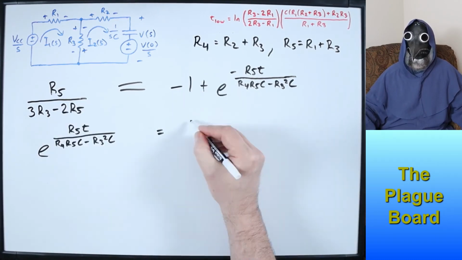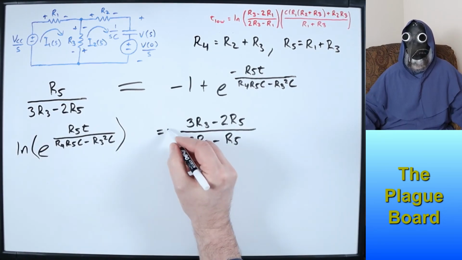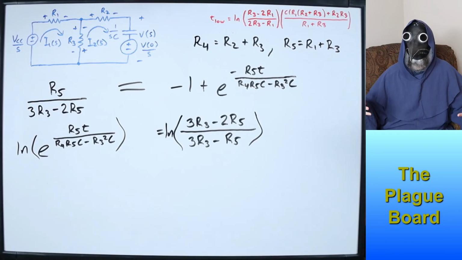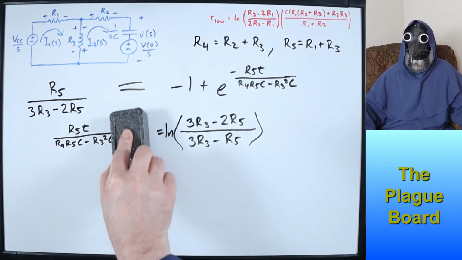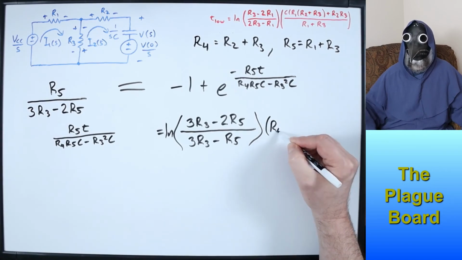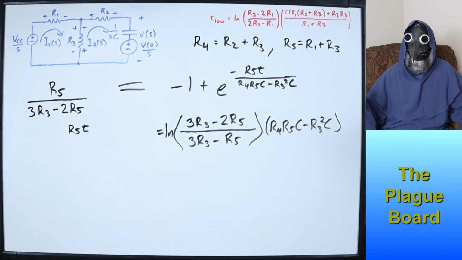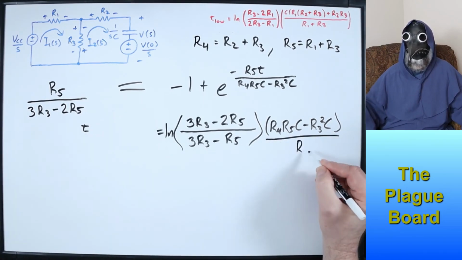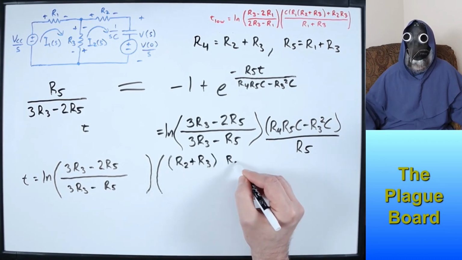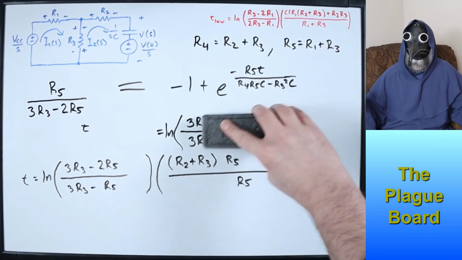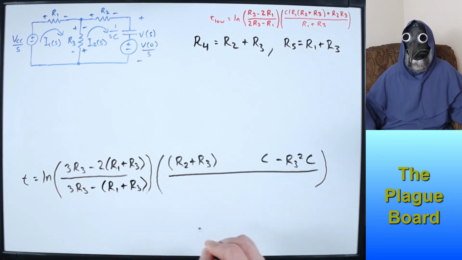I'll take the reciprocal of both sides, then I'll take the natural log of both sides. And you probably know by now that the natural log cancels out the e. I'll multiply both sides by the denominator from the left side, and divide each side by R5. I'll substitute R4 back to R2 plus R3. And then substitute R5 back to R1 plus R3.